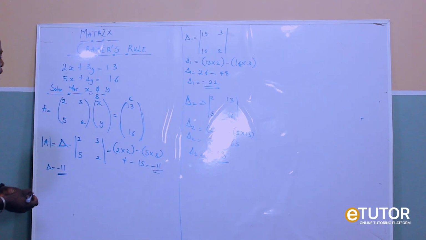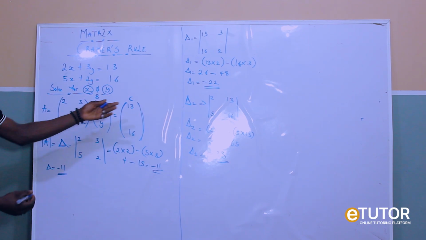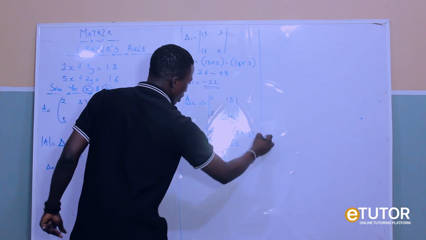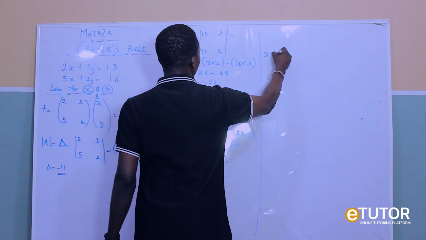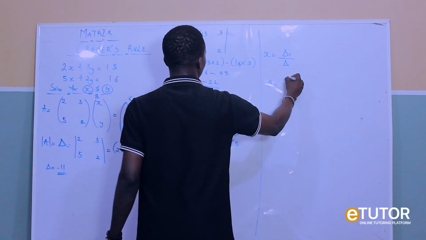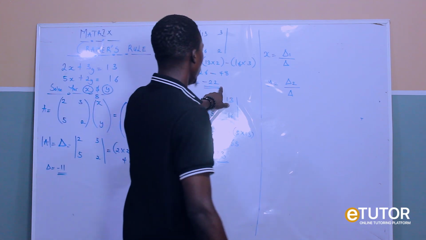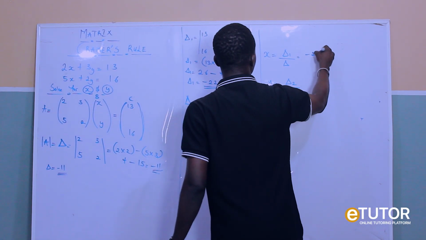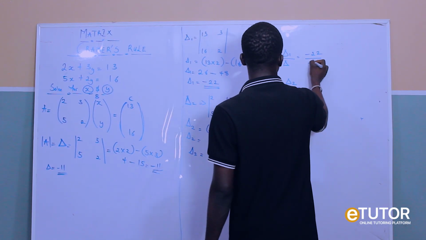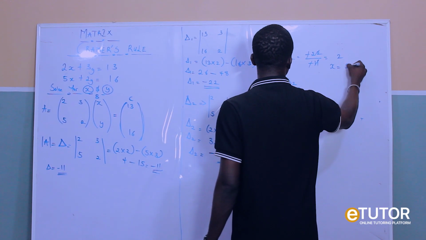So now, the question was to find the values of x and y. And we just solved for delta, delta 1, delta 2. How do I get my x and y from this? Now, the formula for x and y. The formula for x is equal to delta 1 over delta, while the formula for y is delta 2 over delta. So our delta 1, we got negative 22, divided by our delta, which we got as negative 11. So 11 here, this gives what? 2. So my x is equal to 2.